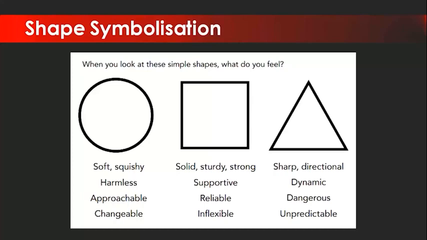The first is the circle. When you see the circle, it looks soft, squashy, harmless, approachable, and changeable. Why? Because there is no sharp edge. When you touch it, imagine the contour of the circle is completely curved. There are no harmful edges. It looks soft, like clouds or cotton, circles with soft-edged particles.